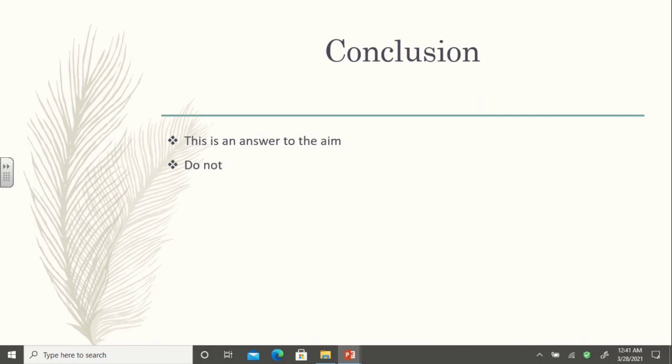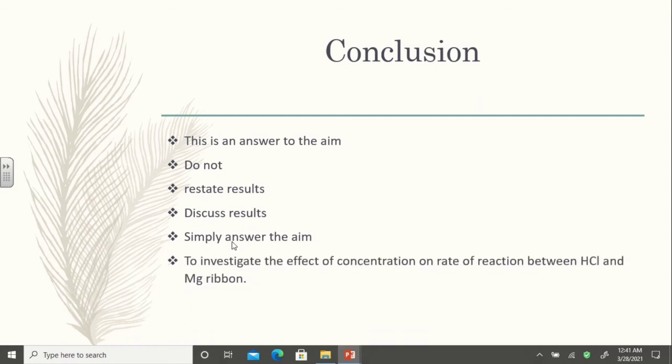All right. And just a few things before I even go back there. Do not restate your results in your conclusion. Okay. Do not discuss the results. You have a discussion for that. Restating your results is basically rewriting your observation. Discussing your results is really a discussion. You simply answer the aim.